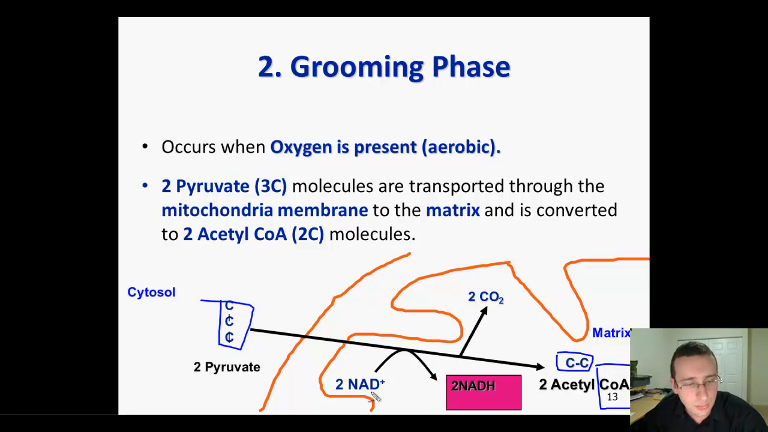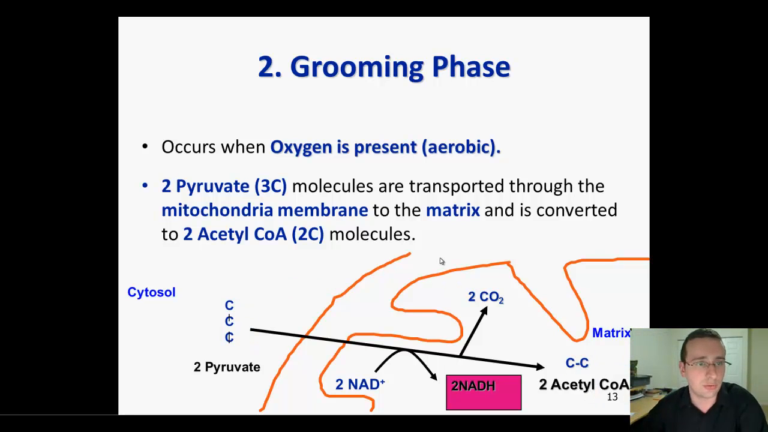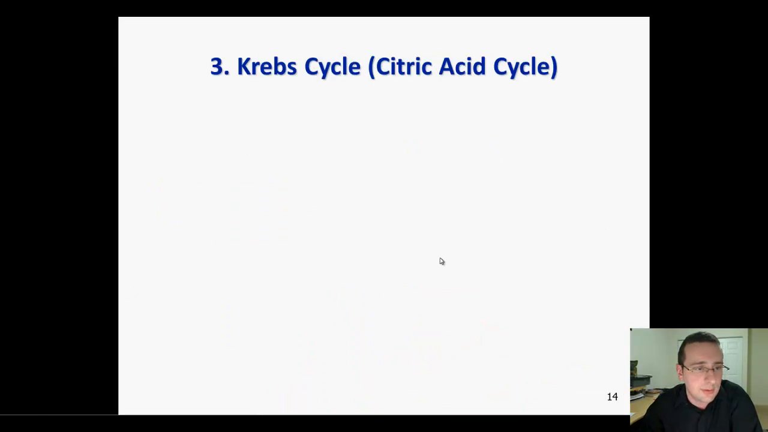All right? During this process, you also generate another 2 NADHs. So by the end of this, you have 4 total NADHs. Unfortunately, this process actually costs 2 ATP. That's pretty much the mitochondrial tax. The grooming phase requires 2 ATP. It's basically when the actual insertion of the coenzyme into the acetyl molecule requires ATP. So let's see how that actually works when we do the Krebs cycle. I'll mention that again, but the grooming phase is just the initiation of the Krebs cycle, all right?